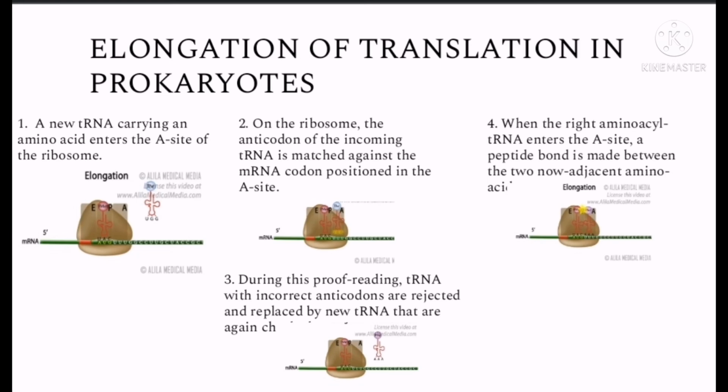Now that it has been replaced, in the fourth picture, when the right aminoacyl tRNA enters the A site, a peptide bond is made between the two now adjacent amino acids. The new aminoacyl tRNA enters the A site with the appropriate anticodon, and it will attach to the A site between the two adjacent amino acids. So the new tRNA is replaced with the appropriate one and is now attached on the A site.